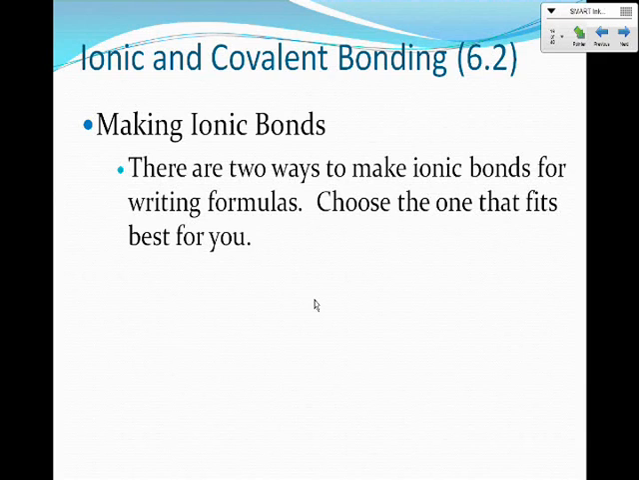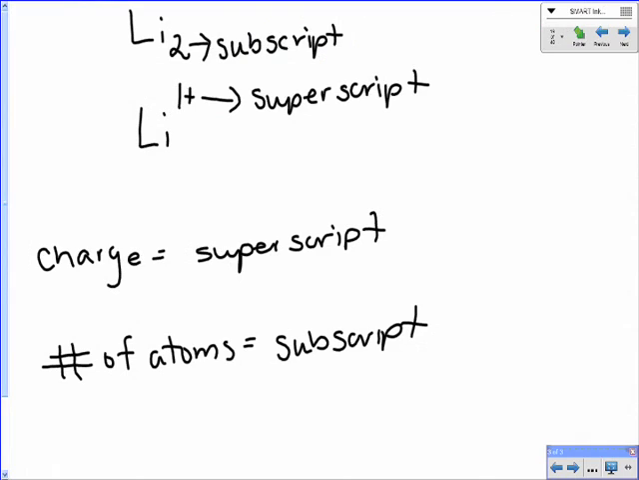And we're going to talk about this, and we're also going to go over this and do some examples. First of all, before we learn the first method of making ionic bonds, let's make sure we understand this. If you'll see at the top, Li2 with the 2 lower than the Li, that is a subscript. We've talked about this before.